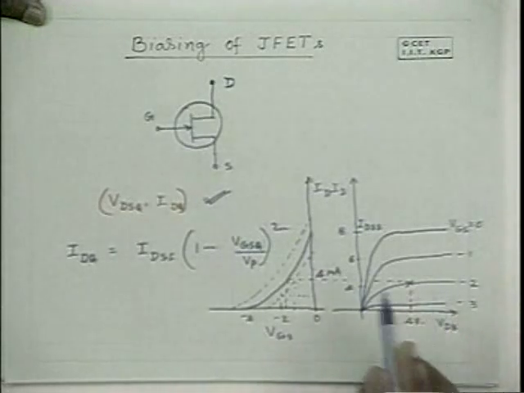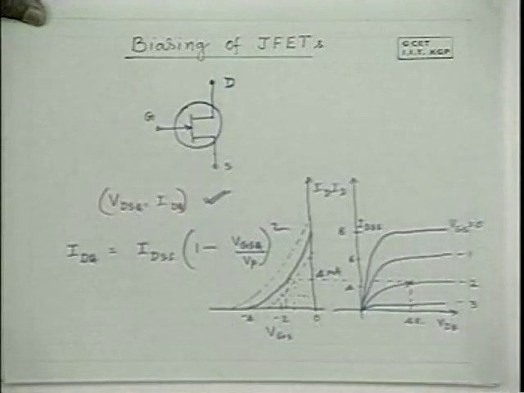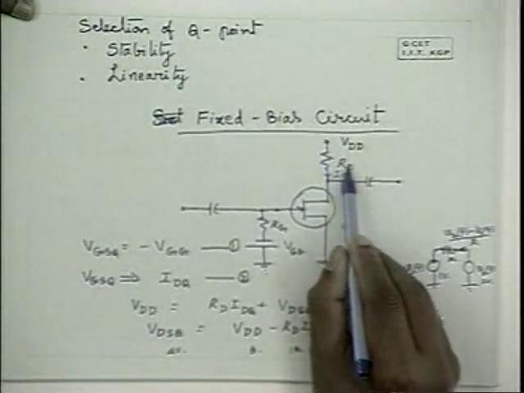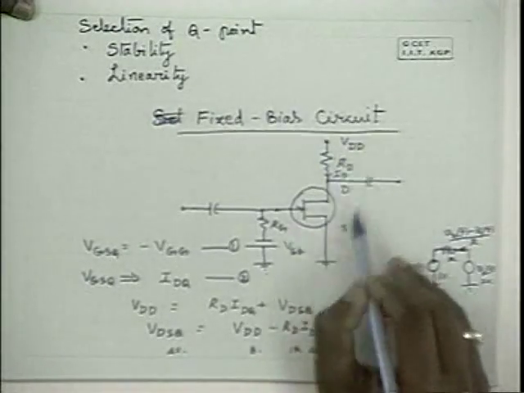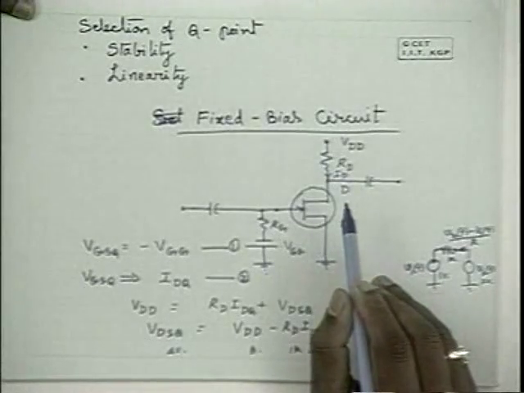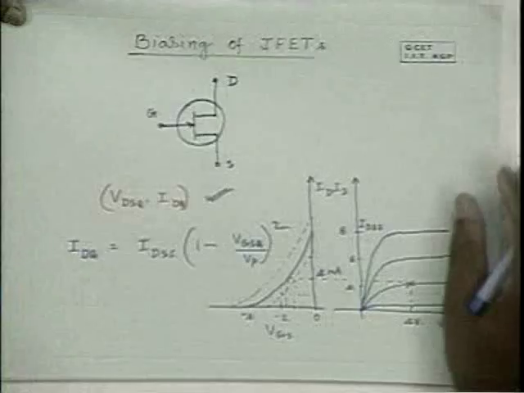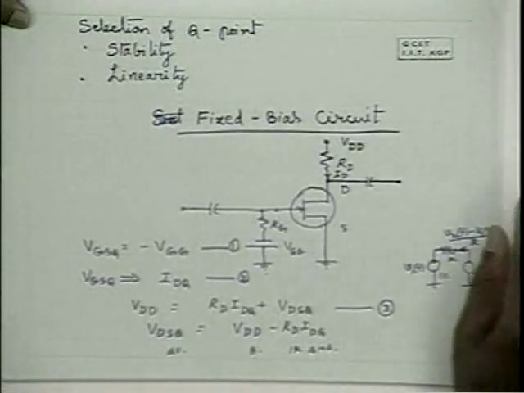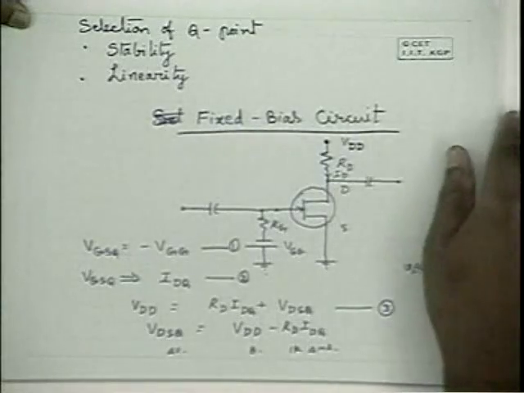So if this is the characteristic, the device may be saturated also. This is 8 volts minus some 5 into this 2K. This may be saturating the channel. Hence, the device may not be useful as an amplifier. Hence, the fixed bias circuit doesn't have good stability as far as the device variations are concerned, and also stability is concerned.